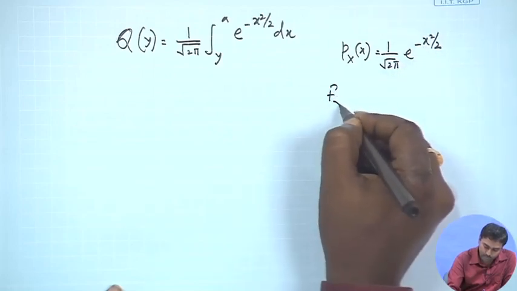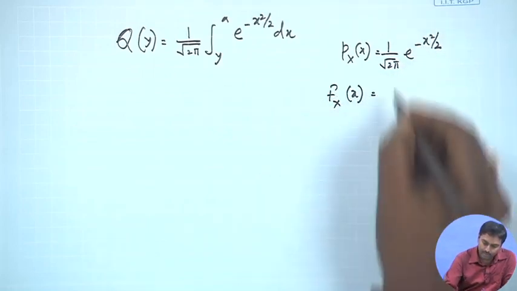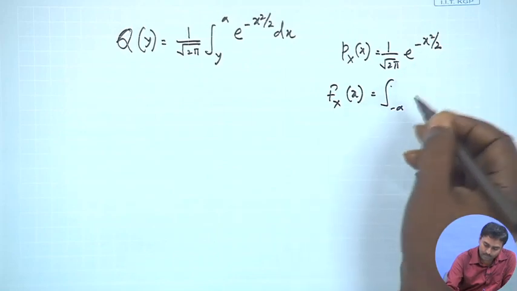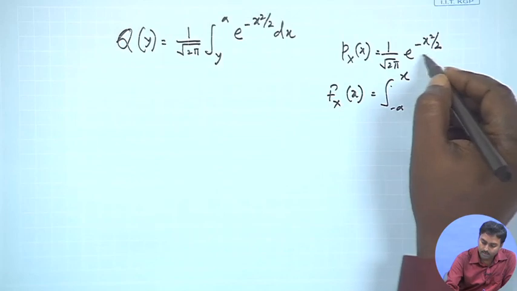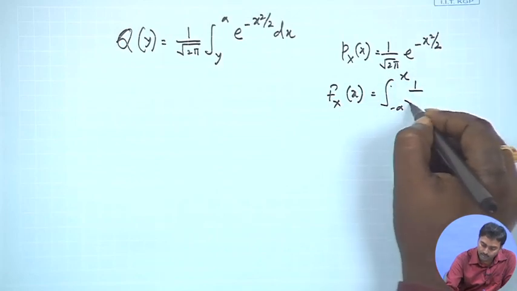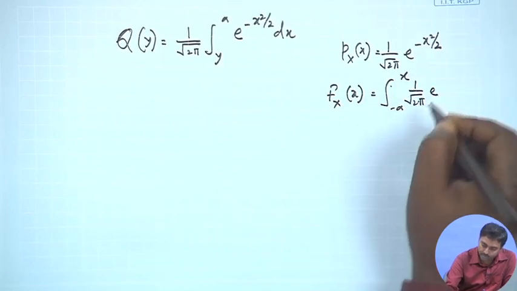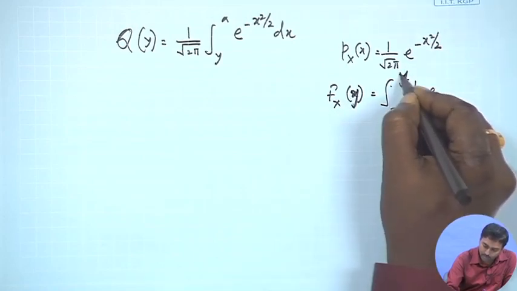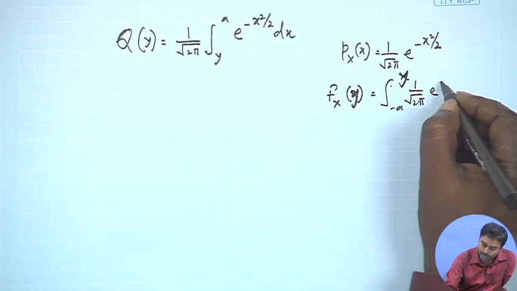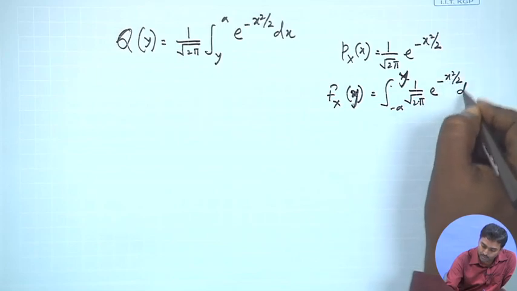then of course Fx(x) will become the integral from minus infinity to x of the same thing. With a dummy variable, let us say 1 by root 2 pi e to the power minus y square by 2 dy, if we just put it with a variable y.